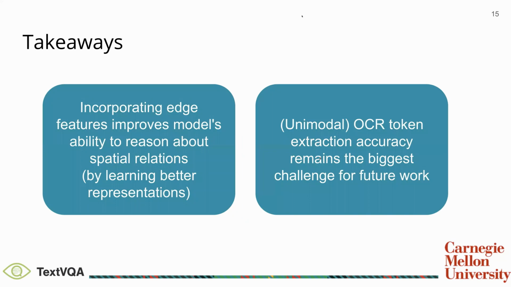Injecting edge features does allow the model to better reason about the spatial relationships among the different objects in the image. On the other hand, the OCR token accuracy remains to be the biggest bottleneck, resulting in most of the errors that we see.